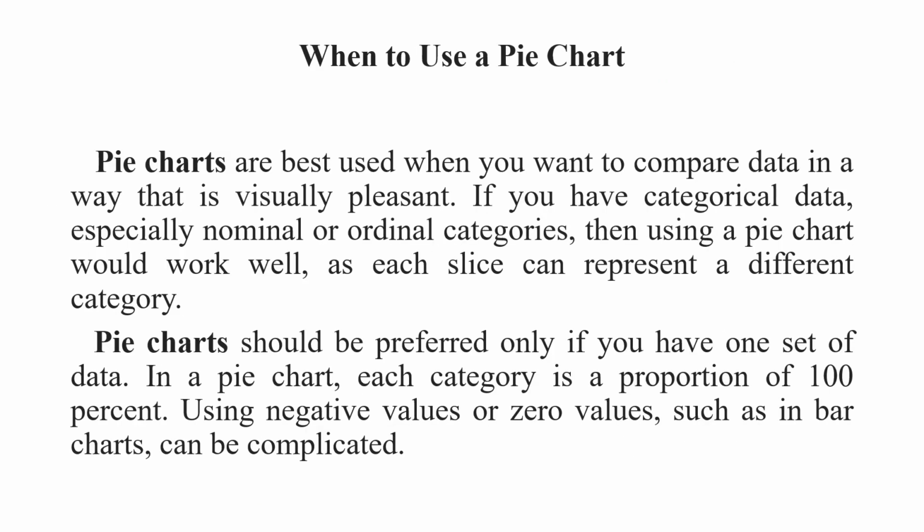When to use a pie chart? Pie charts are best used when you want to compare data in a way that is visually pleasant. If you have categorical data, especially nominal or ordinal categories, then using a pie chart would work well, as each slice can represent a different category. Pie charts should be used only if you have one set of data. In a pie chart, each category is a proportion of 100%. Using negative values or zero values, such as in a bar chart, can be complicated.